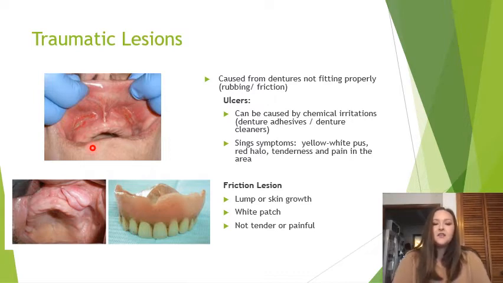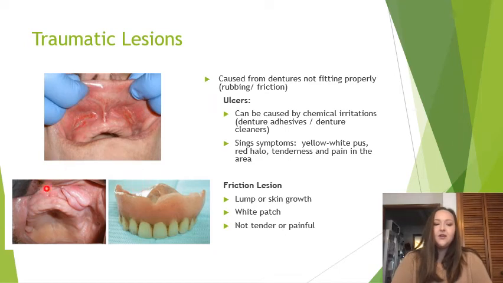And this is usually caused by that rubbing, that friction that you'll get from your denture not fitting, but it can also be caused by irritation for chemical reasons. So a lot of people use denture adhesives to keep those dentures fixed to their mouth, and sometimes you might have an allergic reaction to those adhesives. A lot of people also use different types of denture cleaners, and you may be allergic to those and you may have symptoms.